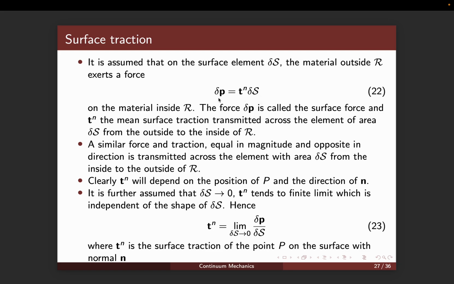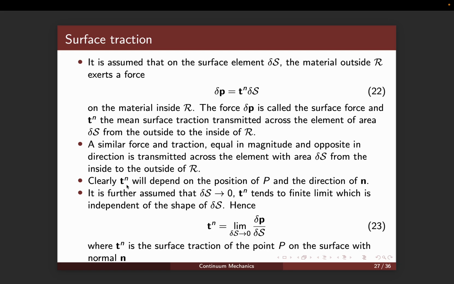So the force per unit area is given by Tn. This force is called the surface force, and Tn is called the mean surface traction. It is nothing but the force per unit area. When delta s is taken to the other side, it will be delta p by delta s. It's the force per unit area. So that gives the mean surface traction.